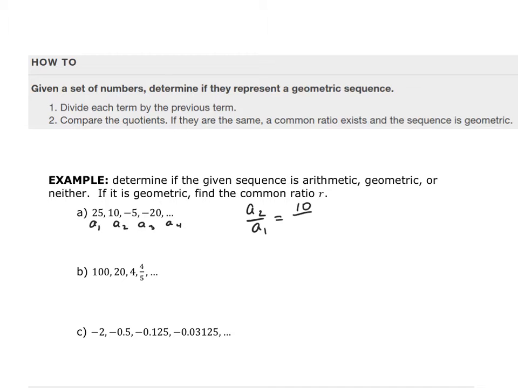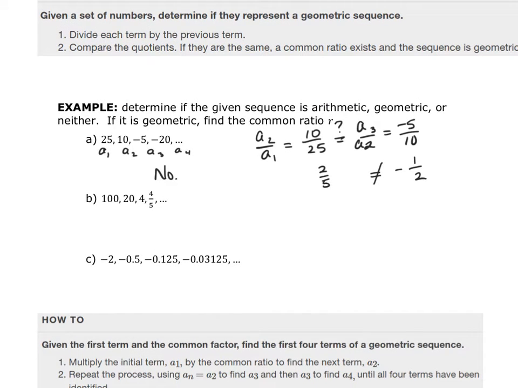This is 10 divided by 25. Does that equal the same thing as a3 divided by a2? Well, a3 is negative 5 divided by a2, which is 10. And the answer is no. This is going to be 2 over 5, and this, ignoring even the negative, is going to be 1 over 2. So the answer is no. It is not geometric. Let's take a look at our next one.